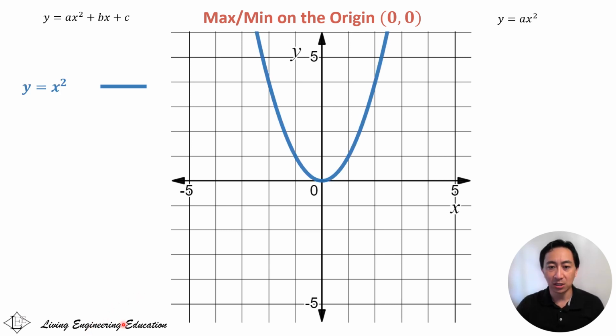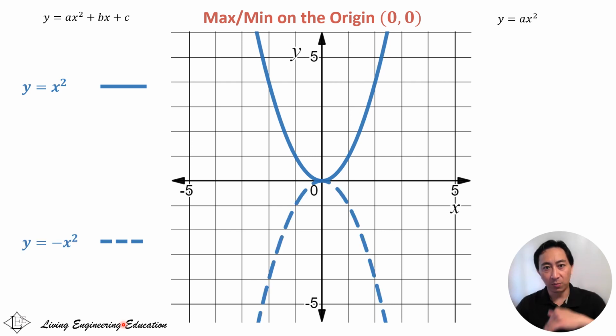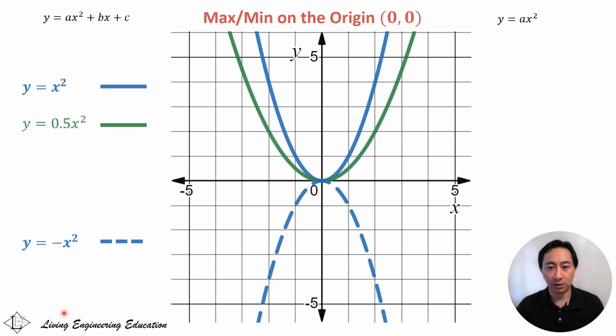So there's the simplest graph. a is equal to 1, so y equals x squared. That's the one that we usually start with. We can flip it across the x-axis by putting a negative sign. So now we have a maximum here instead of a minimum that we see from y equals x squared. If I change the constant here, but keep it positive, it's still going to be a minimum like x squared is, but it's going to have a different shape, but it's still going to be symmetric across the y-axis.